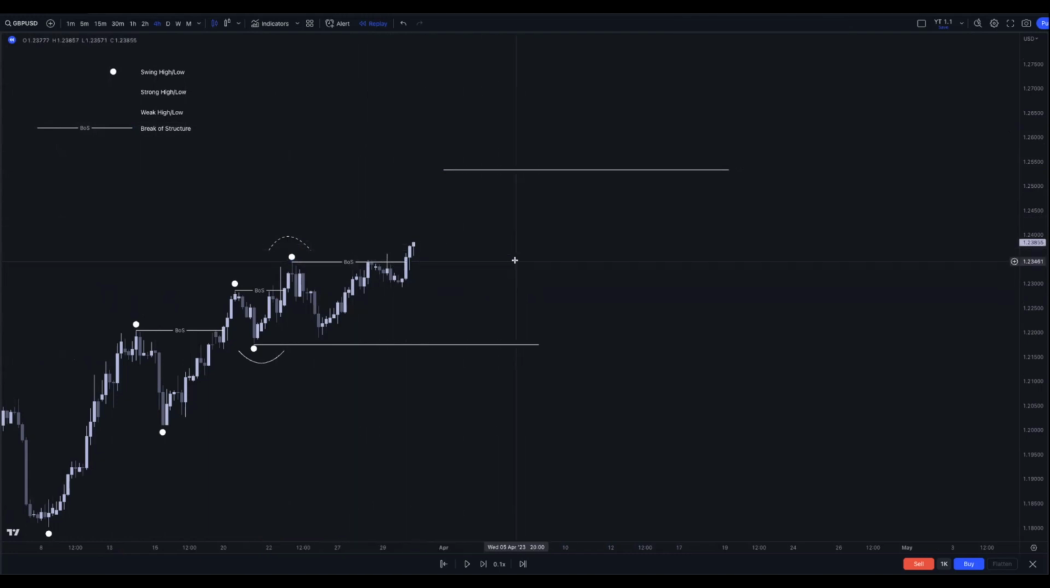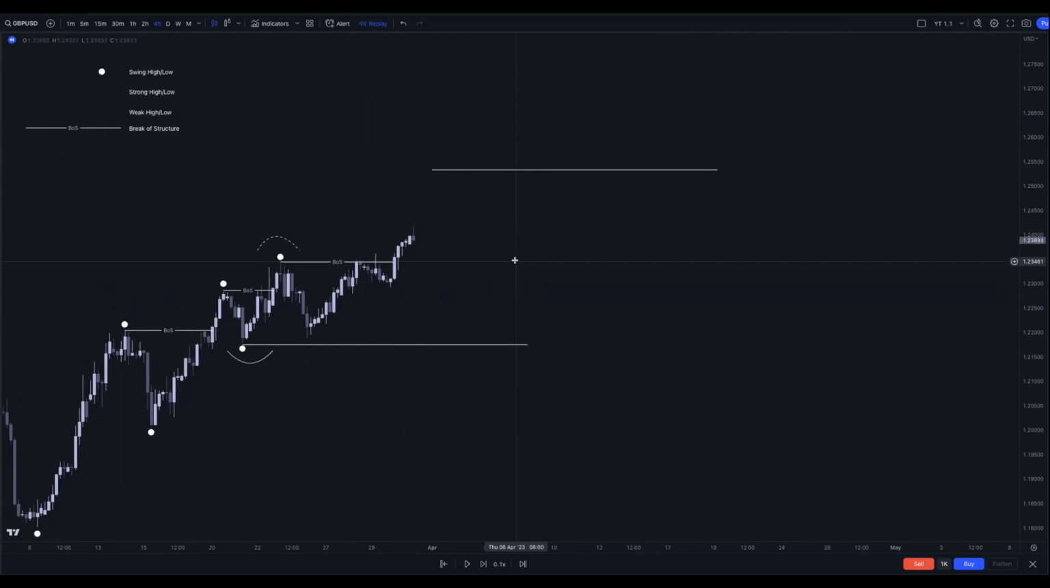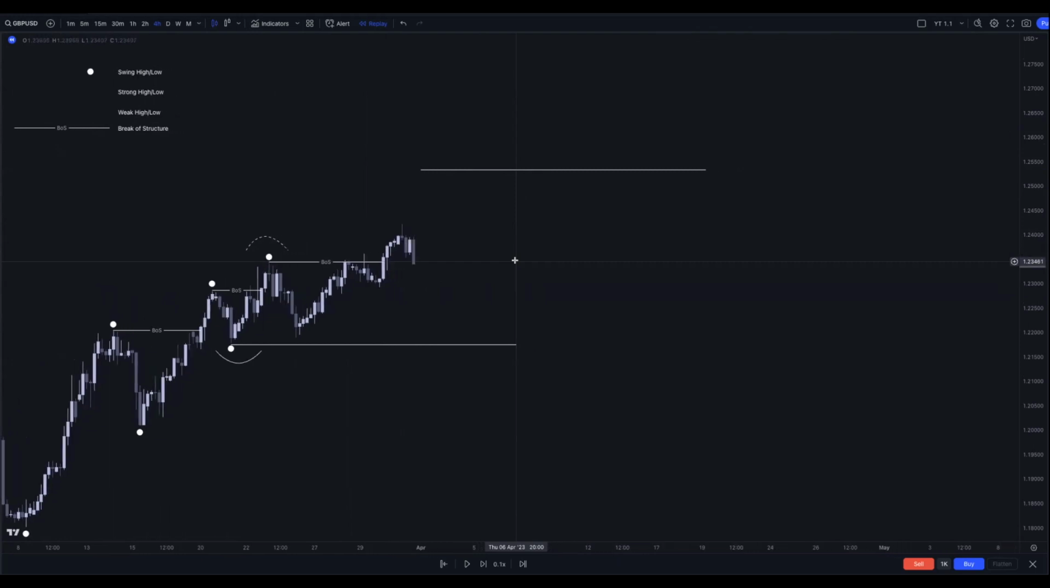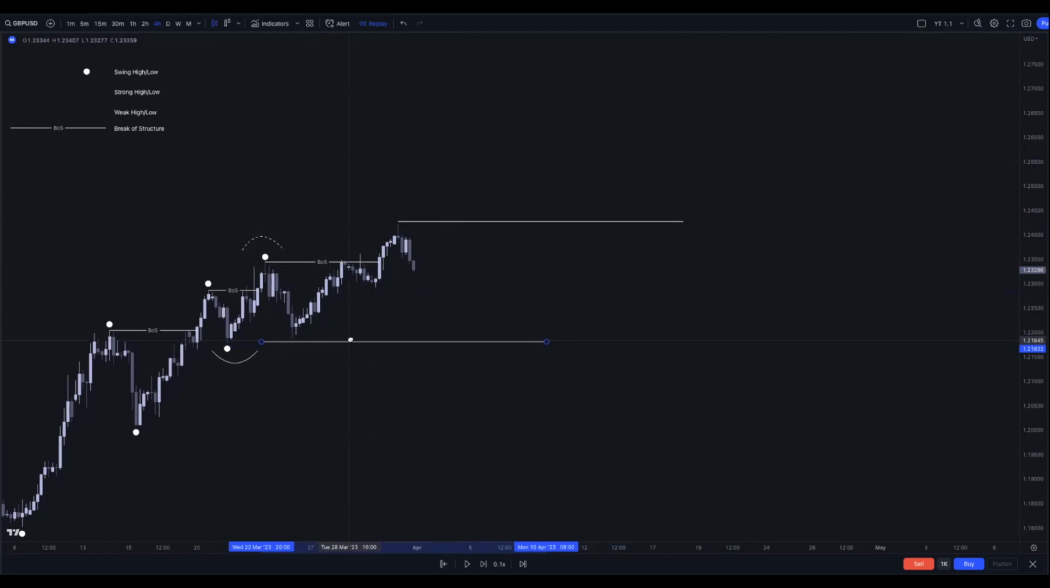There's our break of structure. After our break of structure, what do we expect? We expect a pullback. There's our pullback. So this is our new range that we're dealing with, right? Here's our new strong low. Here's our new weak high.